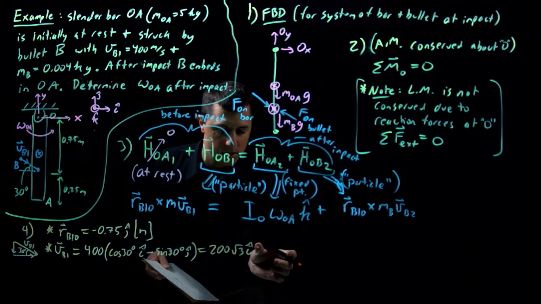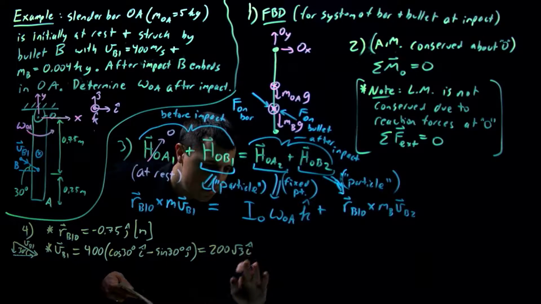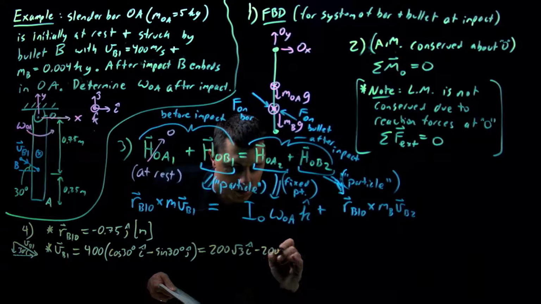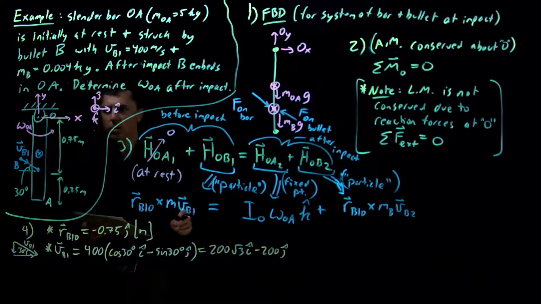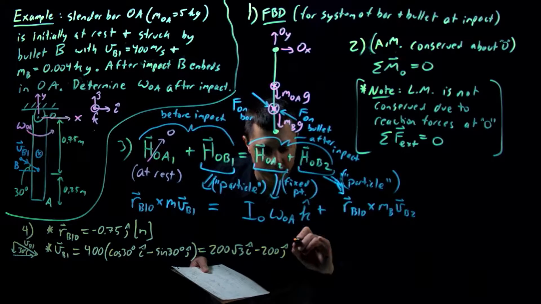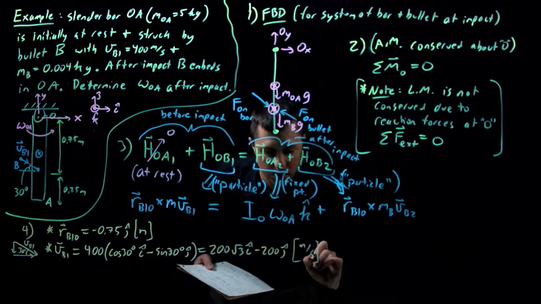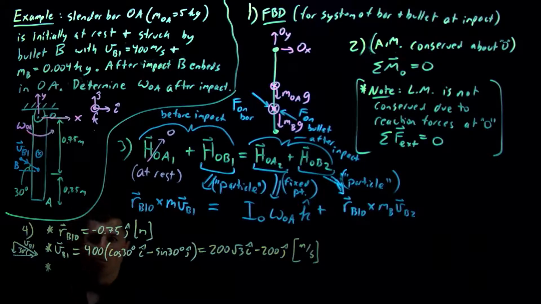So minus 200, because we have a sine of 30 degrees is a half j hat. Okay, and the units there are meter per second. Okay, next kinematics, relationship or geometry. Oh, I almost knocked the board over there.